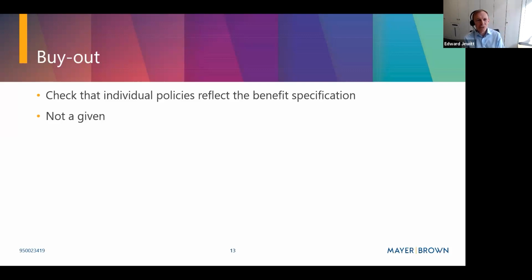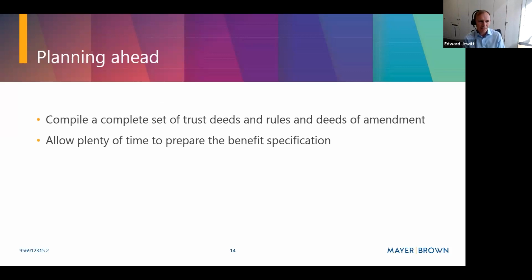And if we could just go to the final slide, please. So this is just about some basic things to do to plan ahead. The main thing that we would need as lawyers is as complete a set as possible of the trust deed and rules of the scheme, and just a bit of time. That's really helpful.